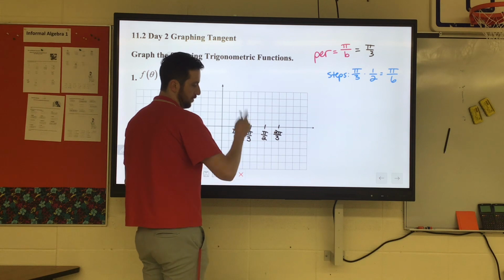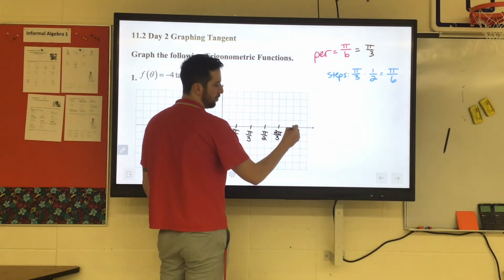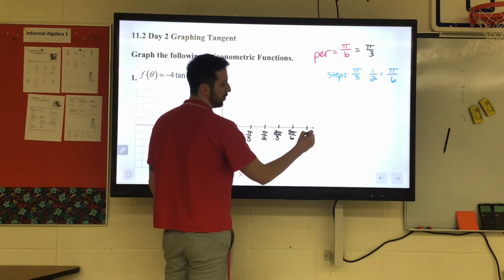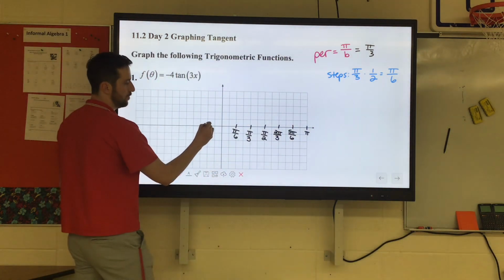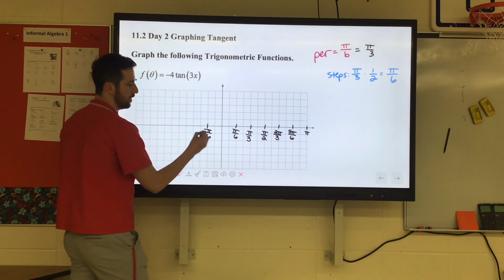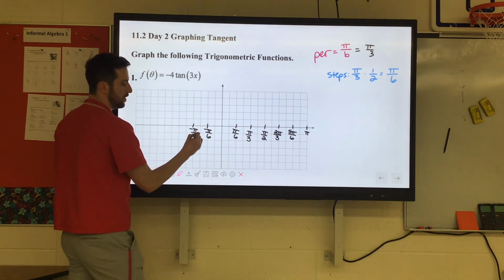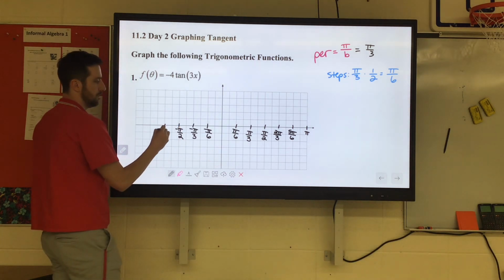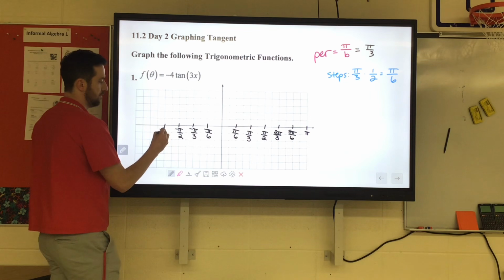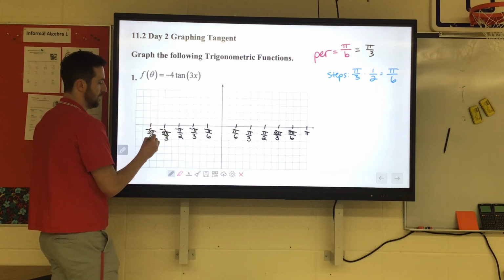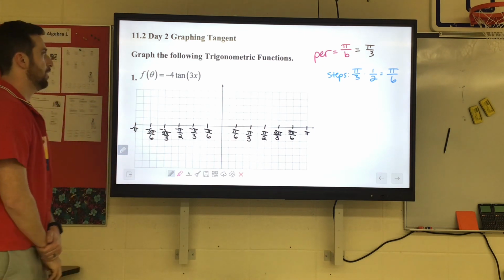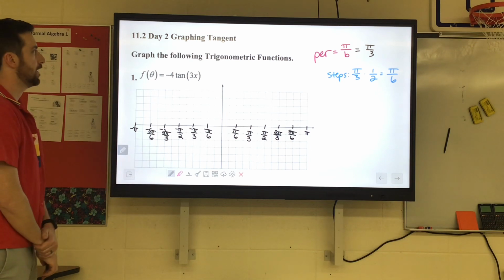So 1 pi, 2 pi, 3 pi, 4 pi. Here would be 5 pi over 6, which you cannot simplify. And then 6 pi over 6 is just pi. I'm going to get those going the other way too: negative pi over 6, negative pi over 3, negative pi over 2, negative 2 pi over 3, negative 5 pi over 6, and negative pi. Those are tough labels to work on. All right, great. We've got it labeled out.